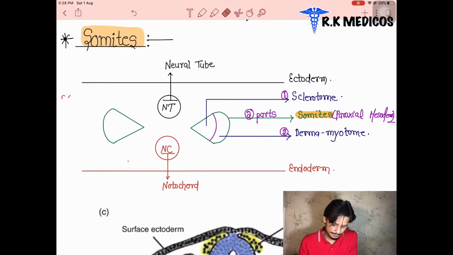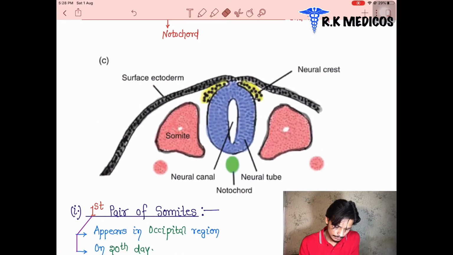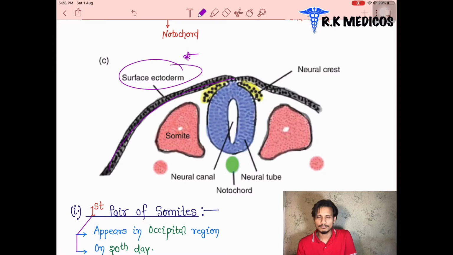Now you can see the surface ectoderm, and you can also understand this picture. The surface ectoderm is developing from the ectoderm; we will see later how it develops. Now we are only discussing the mesoderm or the somites. These whole structures are going to differentiate into two parts, the outer and inner, that is the sclerotome and dermamyotome.